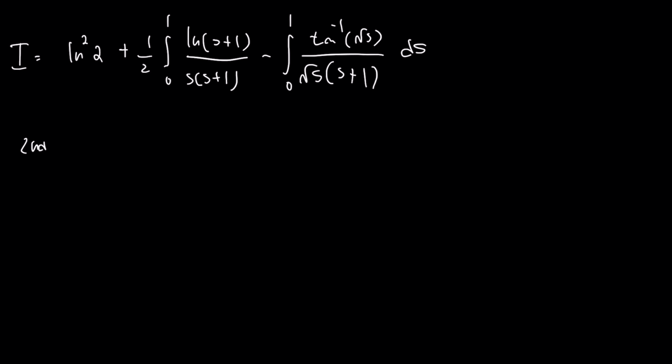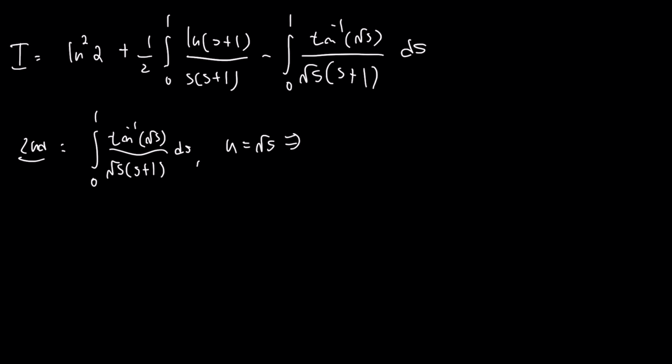For the second one, we have the integral from 0 to 1 of the inverse tangent of the square root of s divided by the square root of s times s plus 1 ds. We'll make a substitution. We'll let u equal the square root of s, which means that u squared equals s, which also means that 2u du equals ds. And the bounds of integration won't change here.